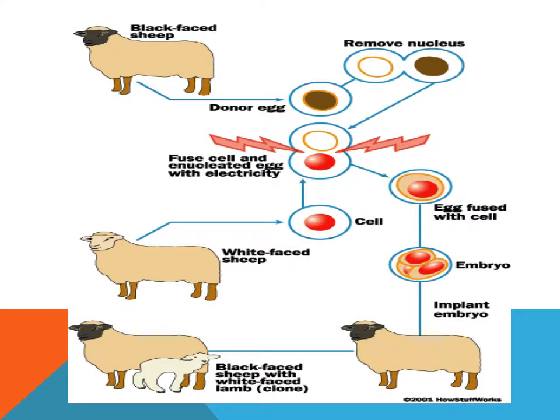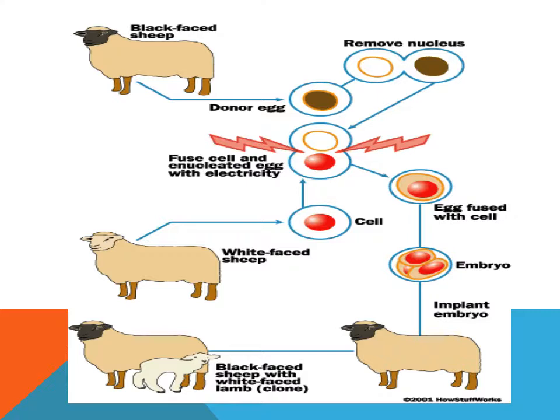So this is the same picture zoomed in. As you see here, they take the black sheep, and the black sheep donates an egg. They remove the nucleus from that egg, so they remove all the black sheep's DNA from the egg. And they take the white-faced sheep and they take one cell from him. They fuse that cell with the egg. Now, inside the egg is not the DNA from the black sheep, but actually the DNA from the white sheep. So when that embryo starts to grow, it's going to have the DNA of the white sheep.